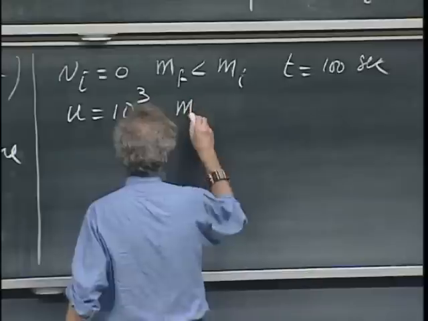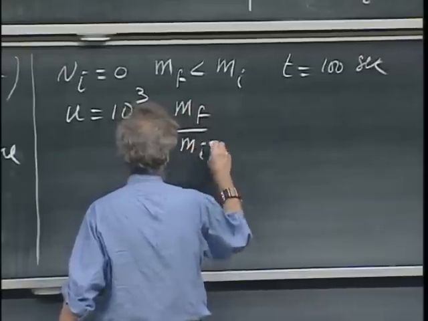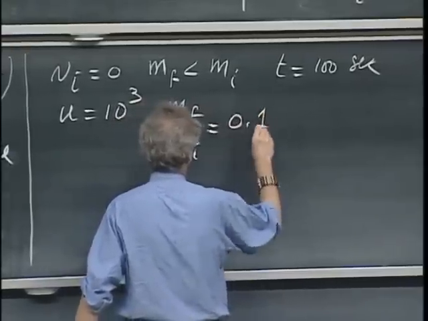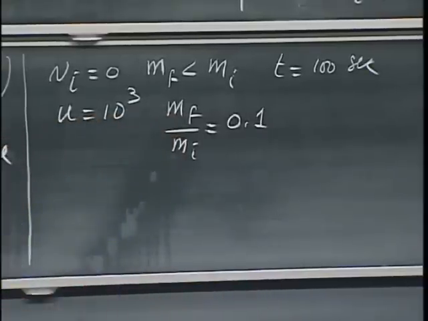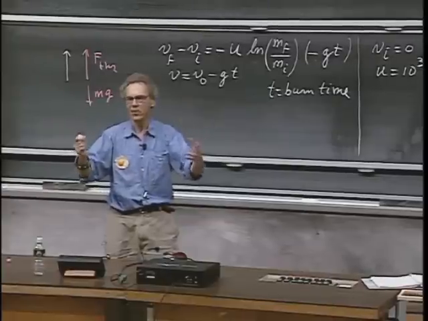And the final mass divided by the initial mass of the rocket is 0.1. So 90% was burned away. There's fuel that is gone. You have only 10% left when the burn is over.